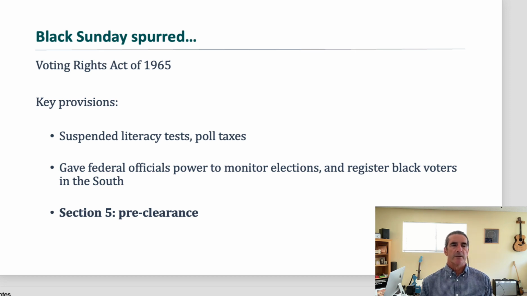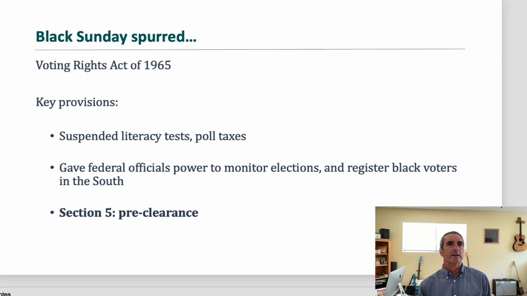Section 5 was a section of the Voting Rights Act that required any change in the areas in the country that had a history of discriminatory voting practices based on racial discrimination. So in other words, virtually the entire South and a few other areas. Before any change to the voting process was made by election officials in those areas, that change had to be run by federal authorities ahead of time.